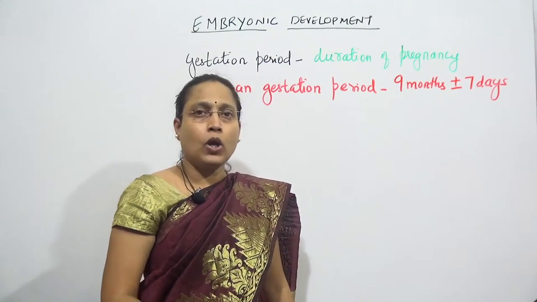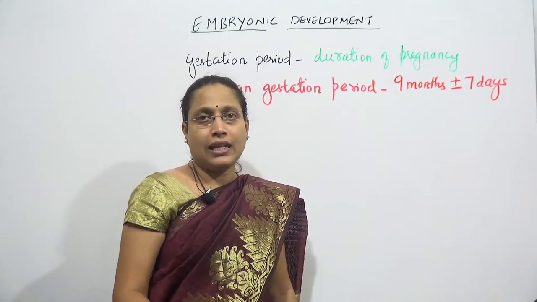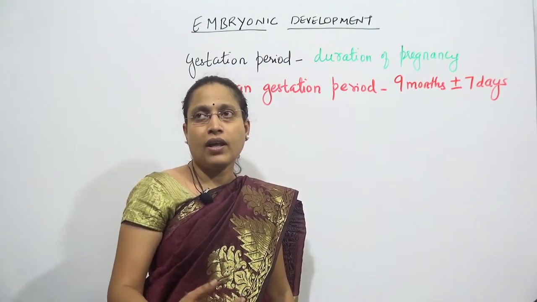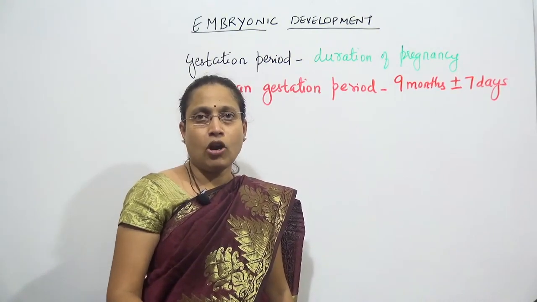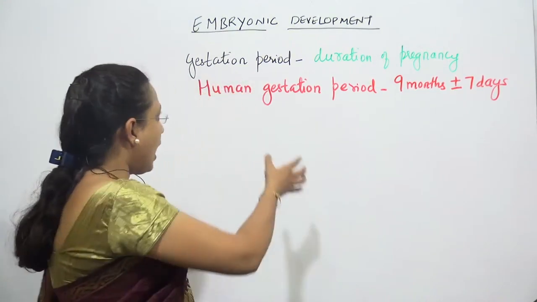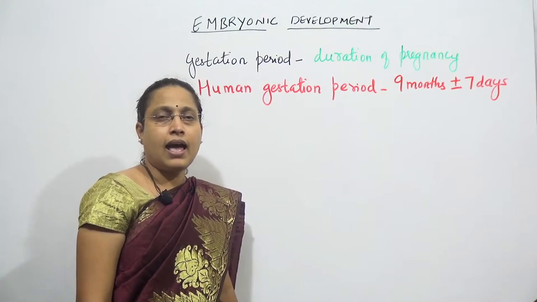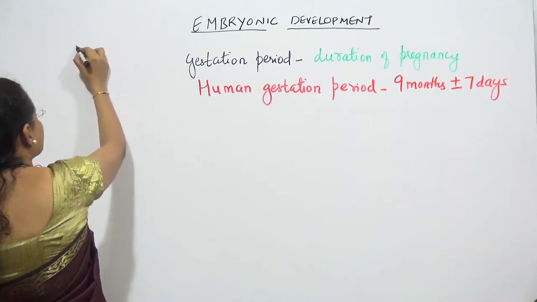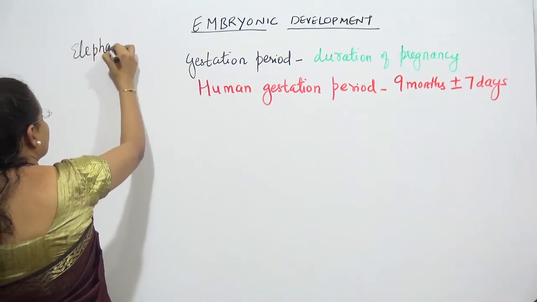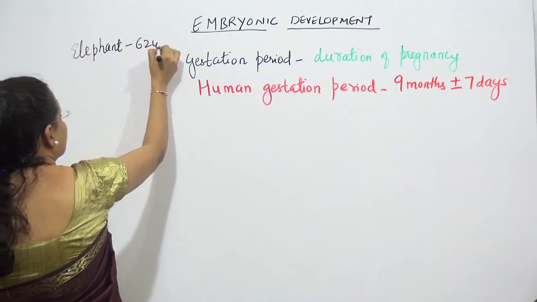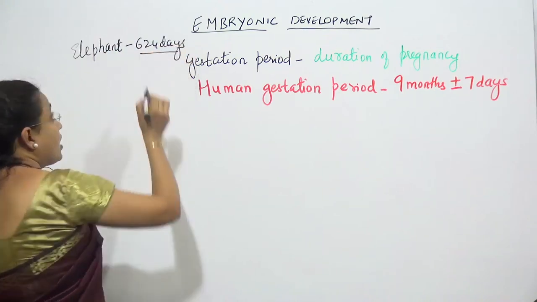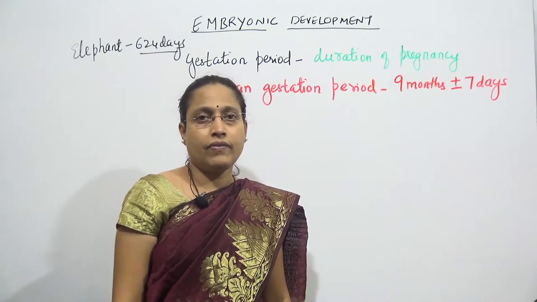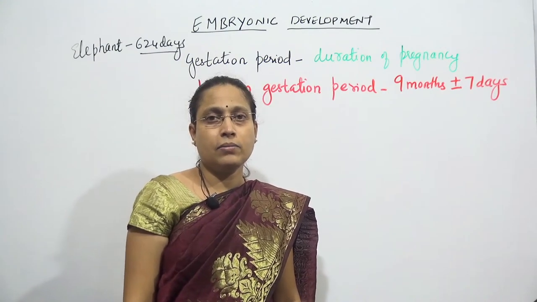Then when we call it an embryo and when we call it a fetus depends on the 8th week. So just before the 8th week, you can call it an embryo, and after the 8th week, the developing stage can be called a fetus. Among the animals, elephant has the highest gestation period. 624 days is the gestation period of elephant, and it is the highest gestation period.